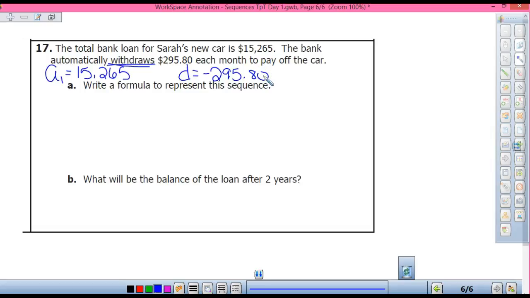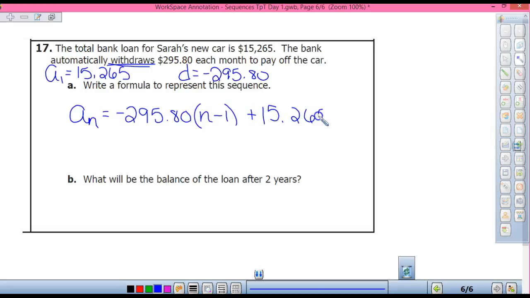295.80. So my formula? A sub n equals negative 295.80 times n minus 1 plus 15,265. Alright, this is where you have to be careful.